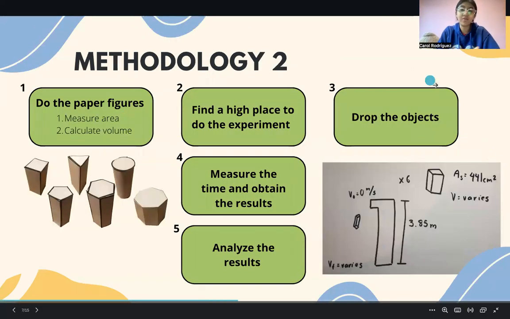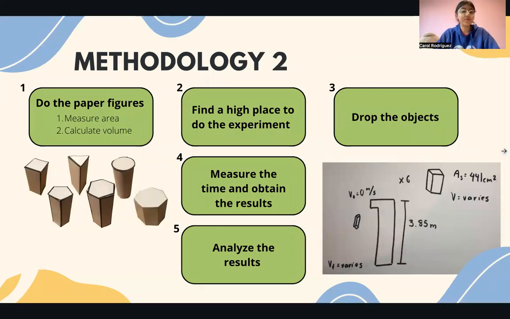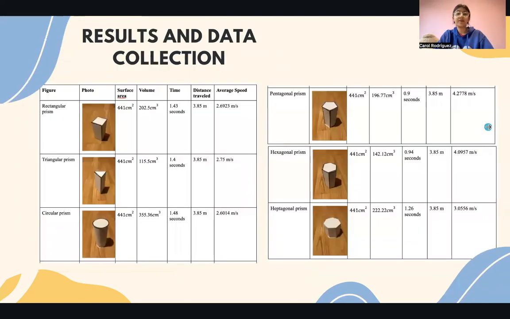And the procedure that I followed to do the experiment: first of all, I had to make the paper figures. Step 2, I had to measure the area and calculate the volume. I had to find a high place to do the experiment. In the end, I chose a balcony in my house, whose height is 3.85 meters. Step 3 was to drop the objects and measure, step 4 was to measure the time and obtain the results, and step 5 was to analyze them. And here I have the results and the data.